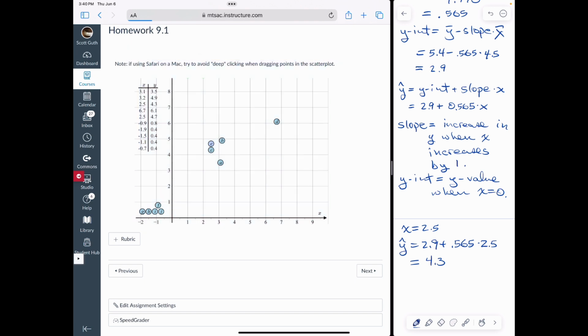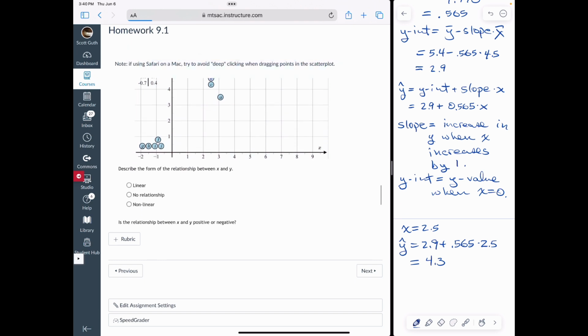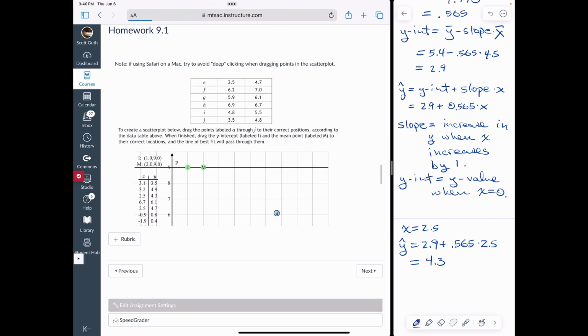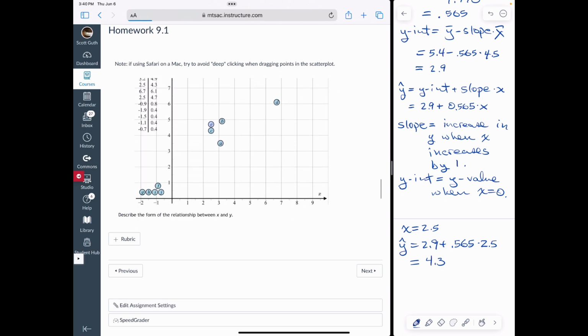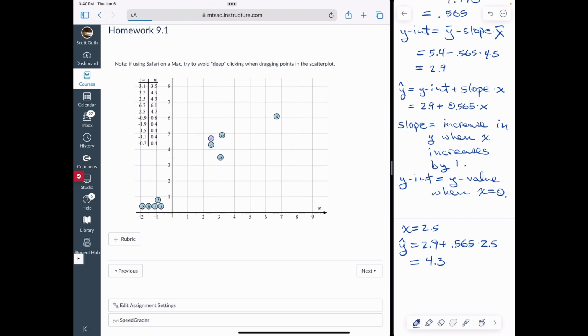Okay, next one is F. So F should be at 6.2, 7.0. That's not too close to the others. It'd be easy enough. Yeah, it's easiest just to get in the ballpark and then use my finger.